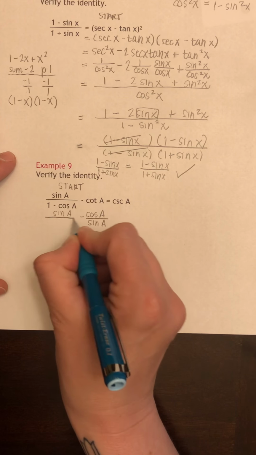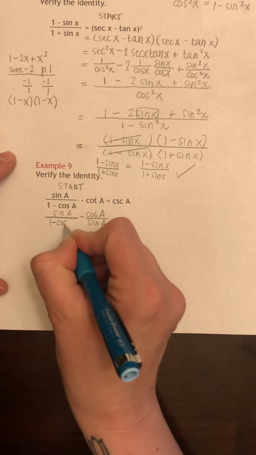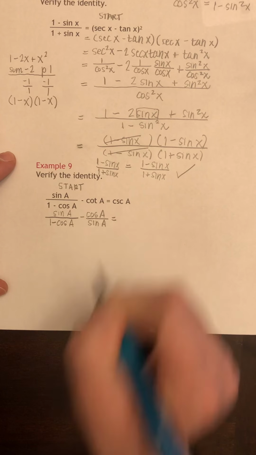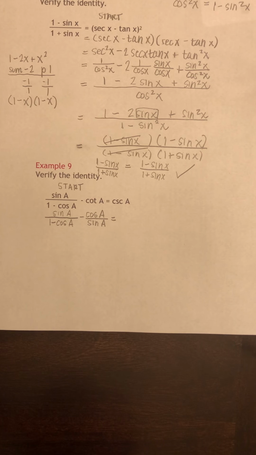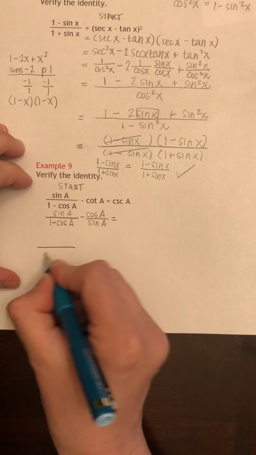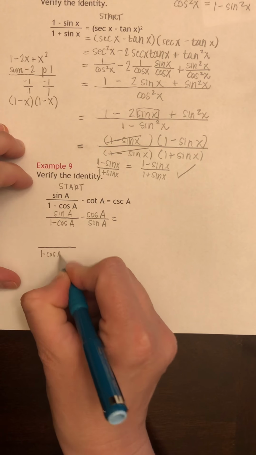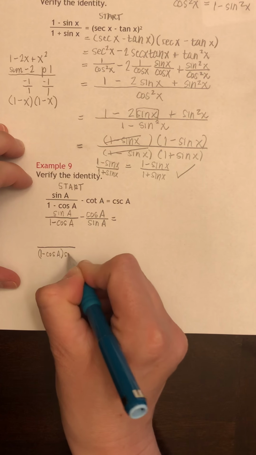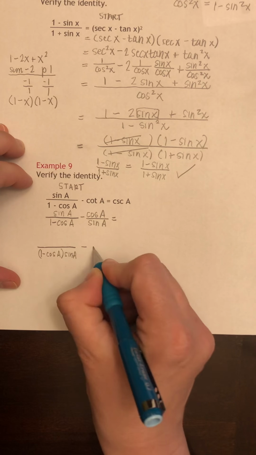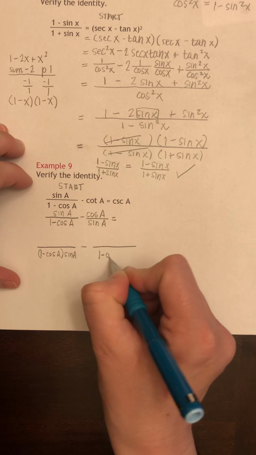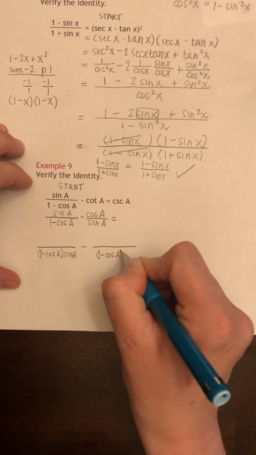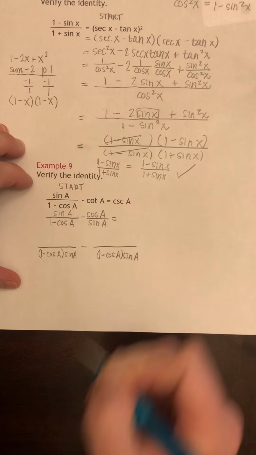I'm not doing anything to the first fraction yet. So my mind is going to the fact that I probably need a common denominator. I'm going to need a 1 minus cosine A. I'm also going to need a sine A. So real quick, let me write down the denominators for just a moment. I don't really know why I put the sine A in the back. I normally like to have that in the front, but whatever.